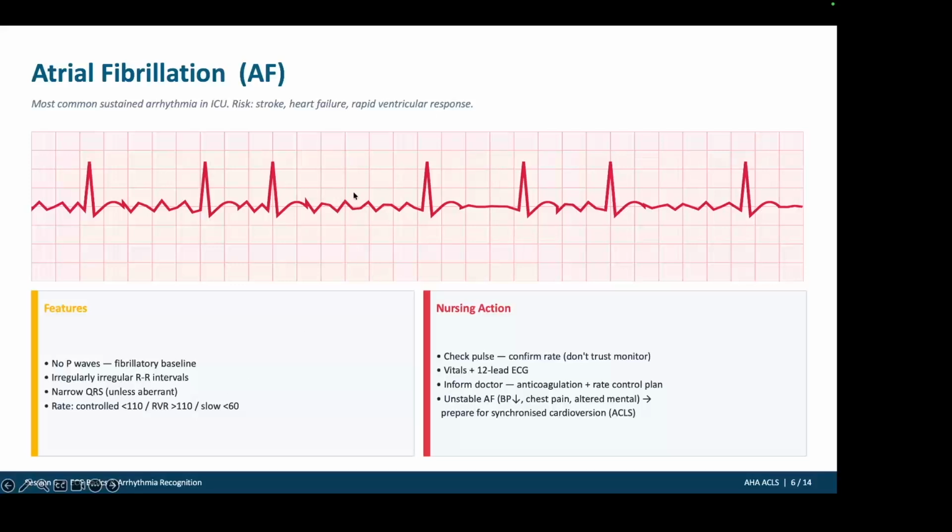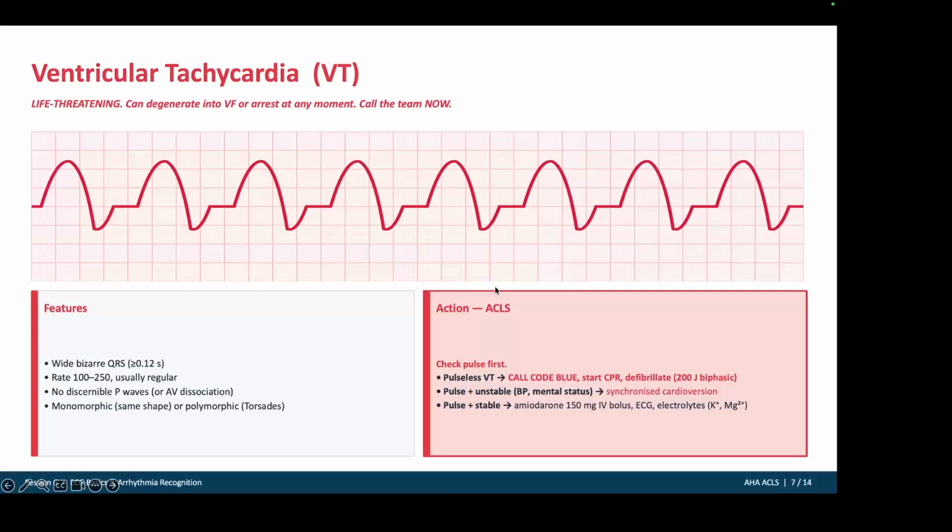ventricular rate. The nursing action: you have to check the pulse, confirm the rate, don't just trust the monitor, check the vitals and record a 12-lead ECG, inform the doctor and consider rate control and anticoagulation measures. If it is unstable AF, which means low BP, chest pain, altered mental status associated with AF, prepare for synchronized cardioversion, that is shock delivery.